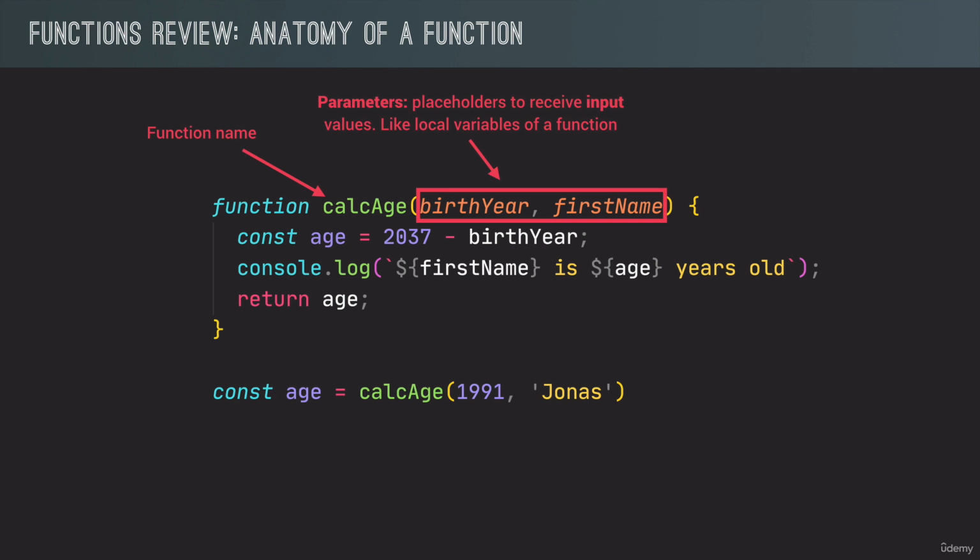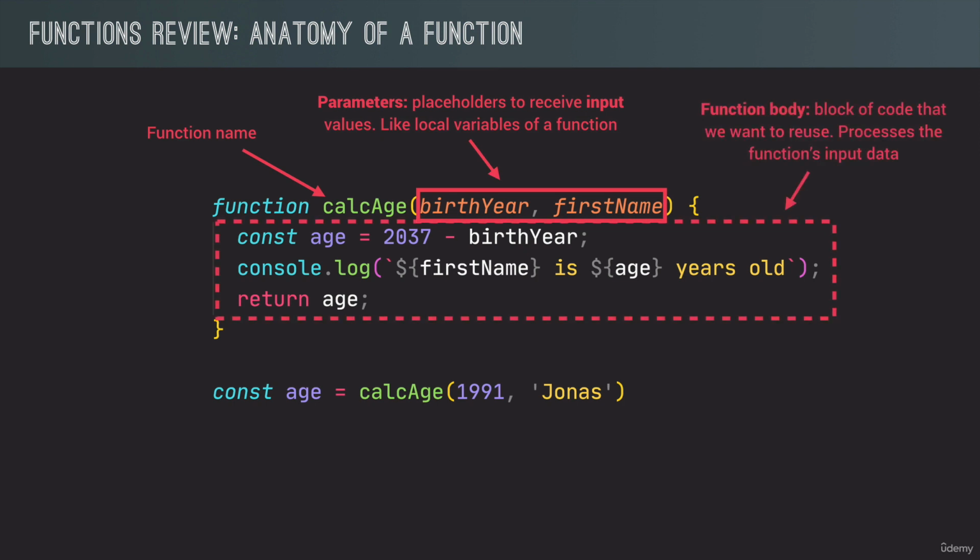Now, as you also already know, we use functions to reuse pieces of code. And these pieces of code are inside the function body. So this is where the function's input data is usually processed and then returned. And speaking of the return, by the end of the function, we usually have a return statement, which we use to output a value from the function.